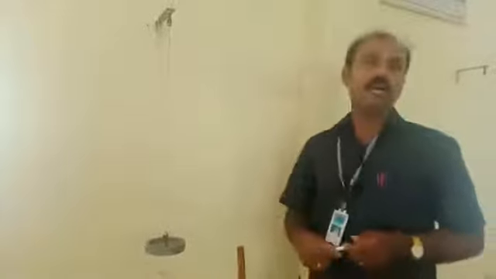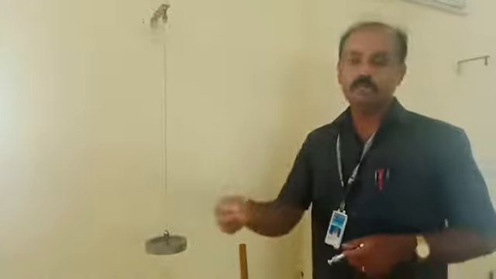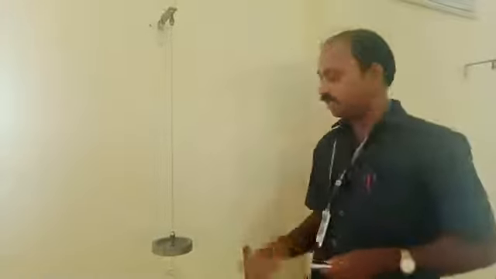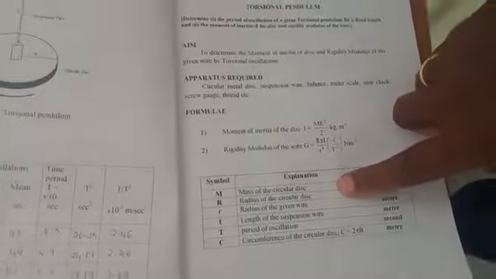Then you move to the formula. What formulas are going to be used in this particular experiment? The first formula is for finding the moment of inertia of this disc. Because this is a circular metallic disc, I is equal to mr squared by 2. Here m is the mass of the circular disc and r is the radius of the circular disc. So this is the moment of inertia formula.